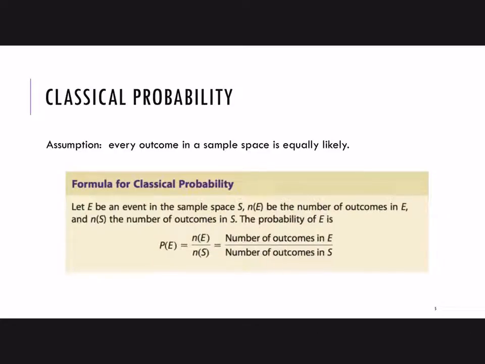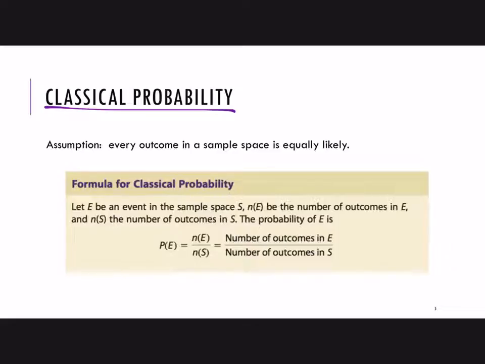Now here's some notation, and here we'll talk about classical probability. So we are working under the assumption that every outcome in a sample space is equally likely. So this is more of the theoretical probability. This is not the type of probability where you actually flip a coin and see what the results are. This is theoretical, meaning, if you theoretically were to toss a coin, then you would have a 50-50 chance of getting either heads or tails.